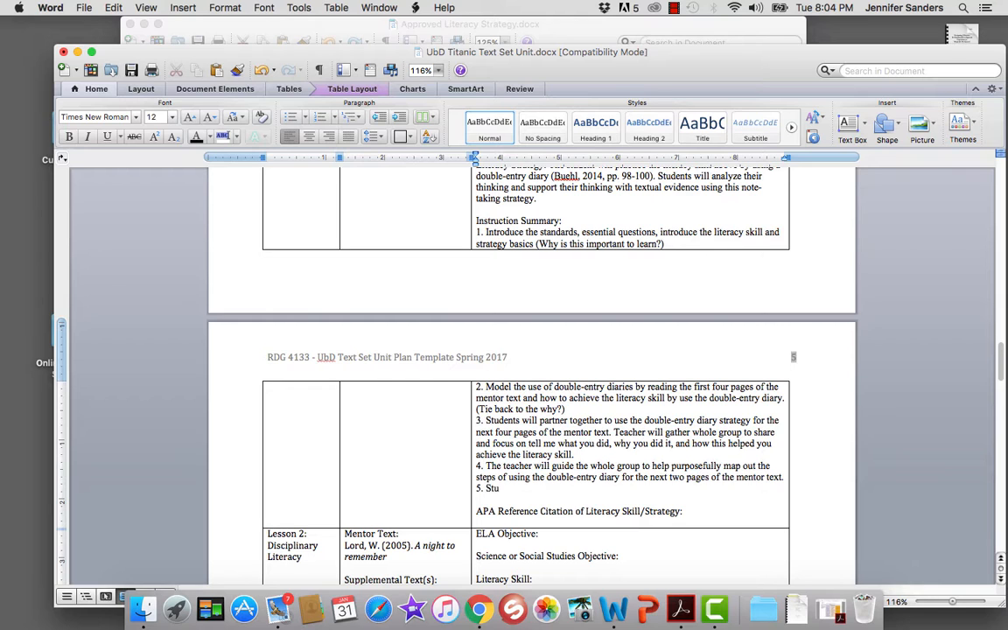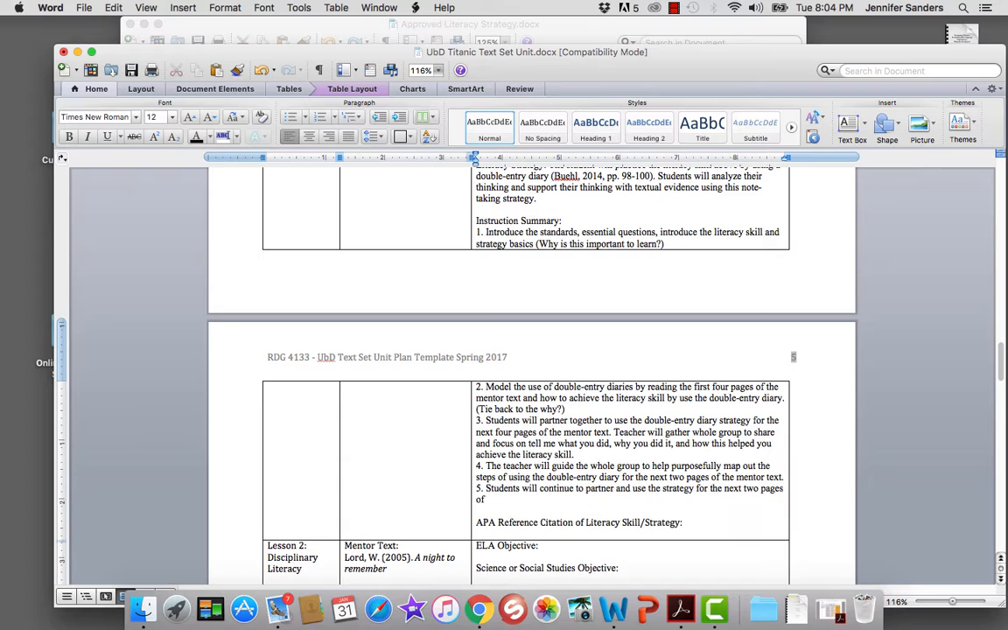All right, so students will continue to partner and use the strategy for the next 2 pages of the mentor text. And those are actually my last 2 pages that I want to introduce. I'm not going to introduce the entire mentor text on this day. Okay?